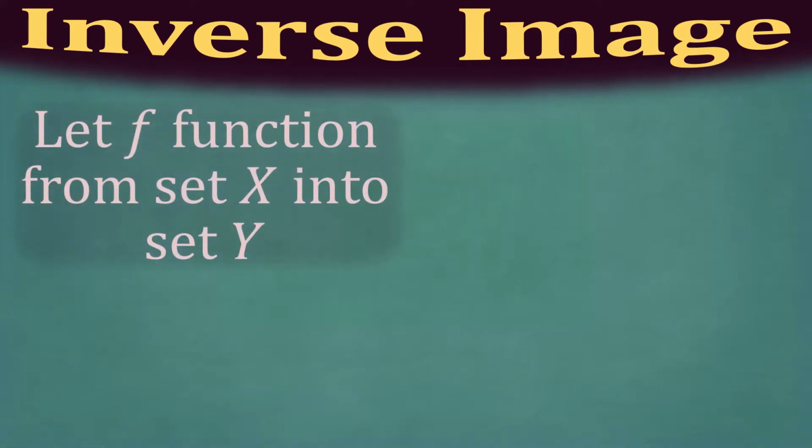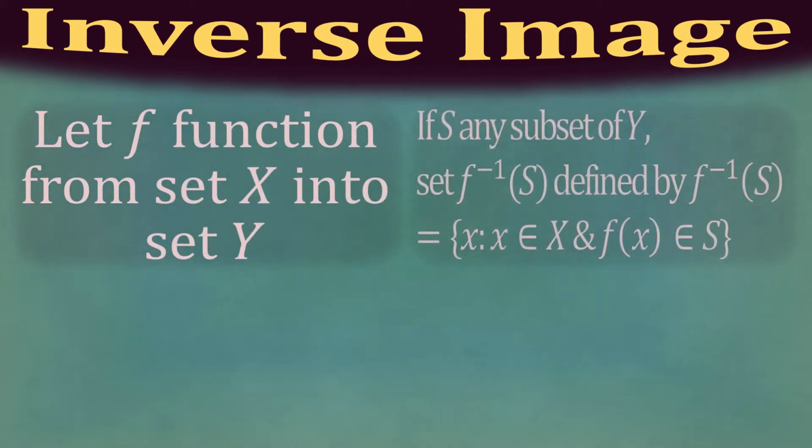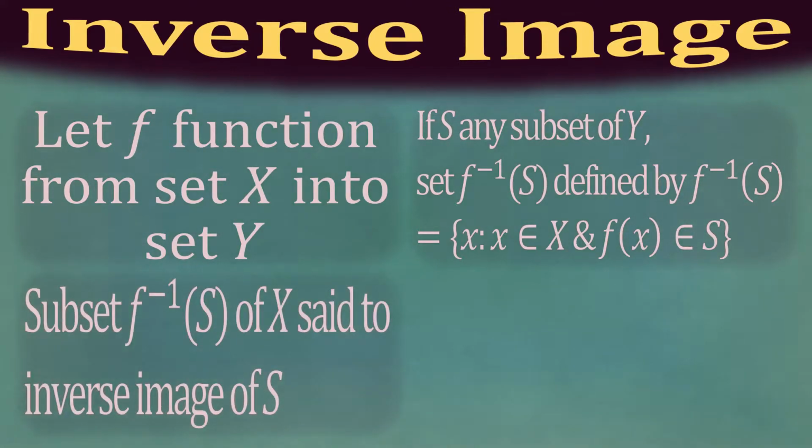Now, let's define the inverse image, also known as the pre-image. Let f be a function from a set X into a set Y. If S is any subset of Y, then the set f^{-1}(S) is defined by f^{-1}(S) equals the set of all x where x is in X and f(x) is in S. The subset f^{-1}(S) of X is said to be the inverse image of S, also known as the pre-image of S.